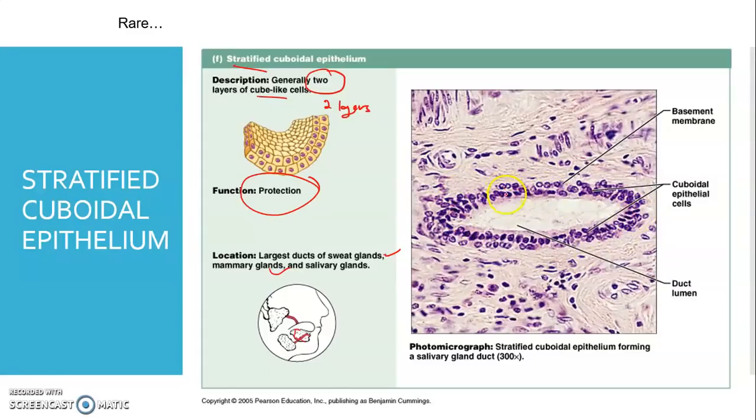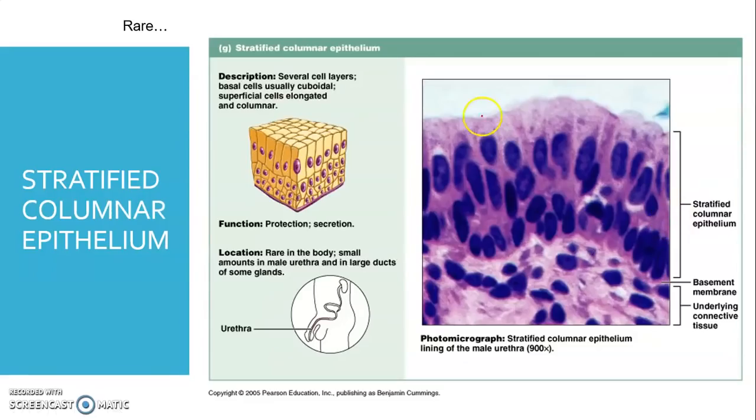Looking at the microscopic image here, we can see clearly the dark color represents the nucleus. We cannot see clearly the shape, but this is already identified as the stratified cuboidal epithelium. It consists of just two layers of cells.